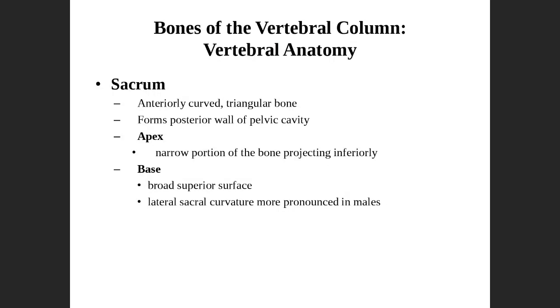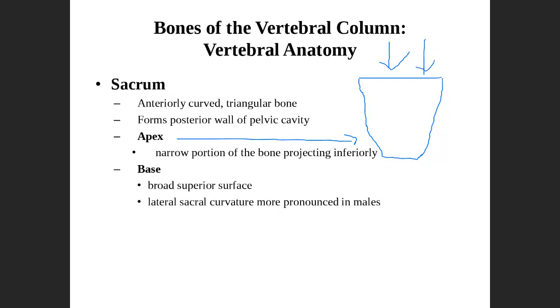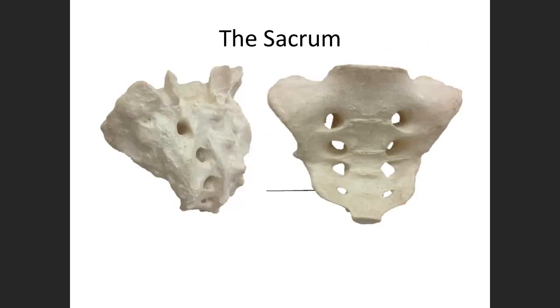All right. So here's the sacrum. It's a triangular shaped bone. Down at the smaller end, that is referred to as the apex. The base is the superior portion. So this bone sits on the back side of your pelvic cavity there. And then the coccyx will be that small little bone that hangs off the bottom of the sacrum there. So the top is the base, the apex is the bottom. So here's your sacrum.